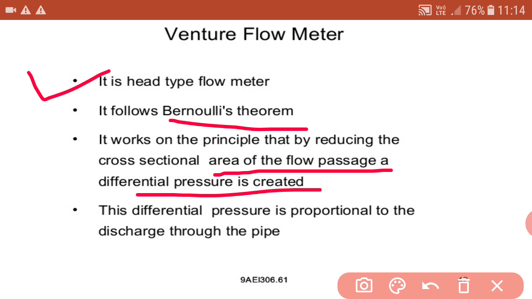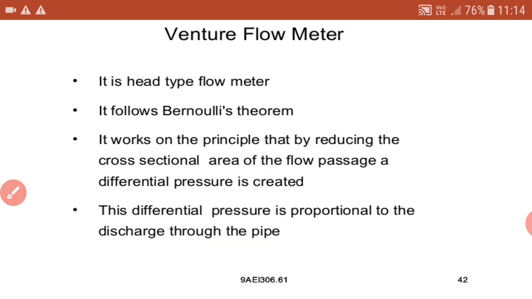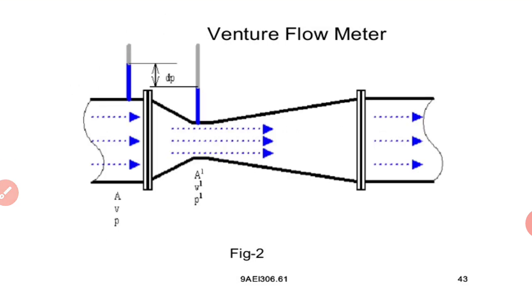This differential pressure is proportional to the discharge through the pipe. So by measuring this differential pressure, we are measuring the discharge through the pipe. It means flow. So in terms of differential pressure, we can measure flow rate. So this is the principle of Venturi tube.